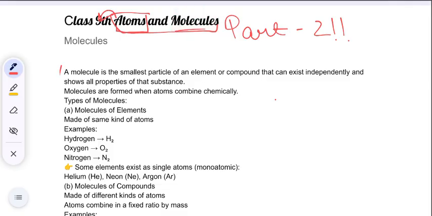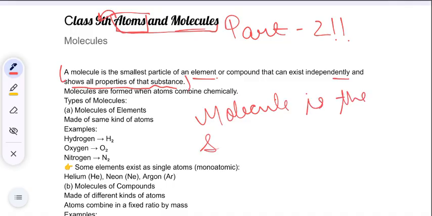See, a molecule is the smallest particle of an element or a compound, means किसी भी atom या फिर element या फिर compound का smallest part है which can exist independently, okay, and shows all properties of that substance. Means molecule is the smallest part, okay. First point, ये which can exist independently. This is the first point.